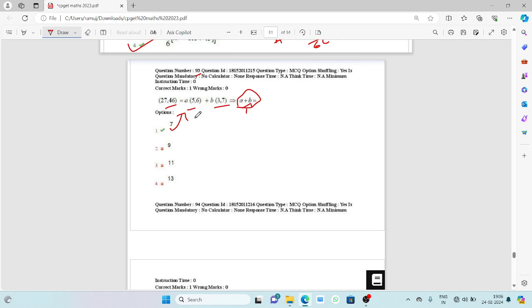So what we do for this, we just multiply a with this vector and b with this vector. We get two vectors, and if you simplify those, you get the values of a and b. Suppose I multiply with this one, I get 5a plus, in the first tuple, 3b is equal to the first tuple, 27, and the second tuple, 6a plus 7b is equal to 46. If you simplify these two equations, you will get the a value and b value. Just add the a value and b value, you will get 7. Okay, so that is a simple one.